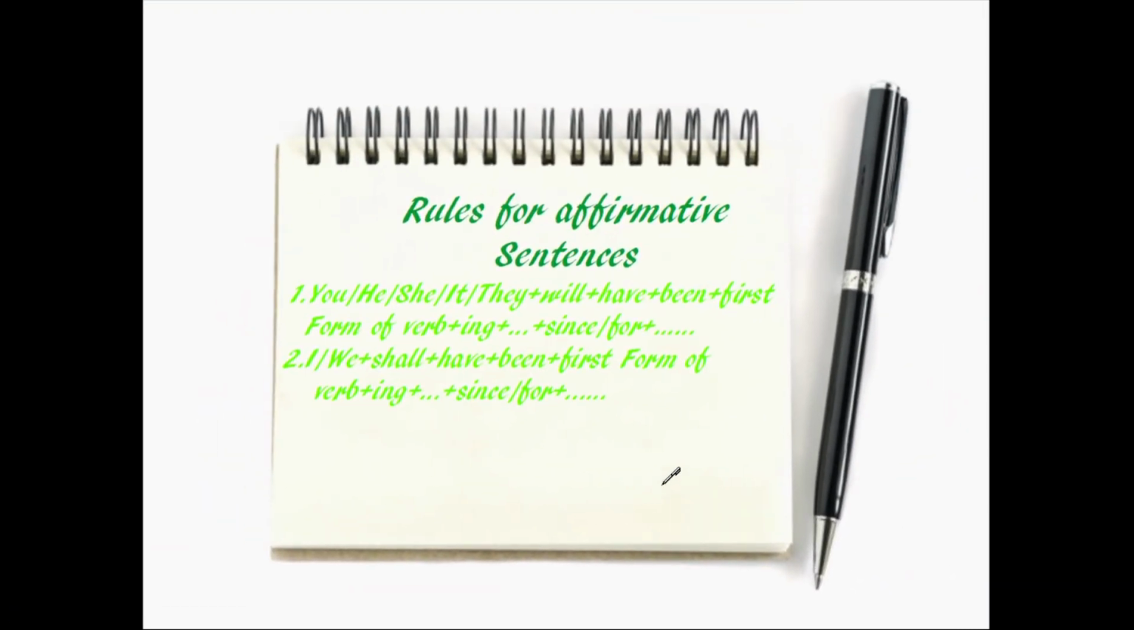Now here come our rules for affirmative sentences for future perfect continuous tense. First one is: you or he or she or it or they plus will plus have plus been plus first form of verb plus ing plus the rest, and so forth.